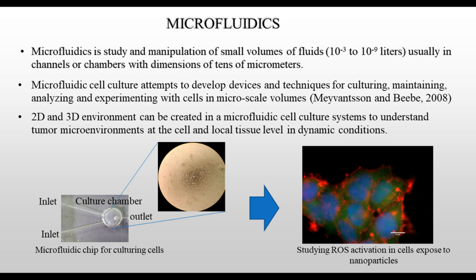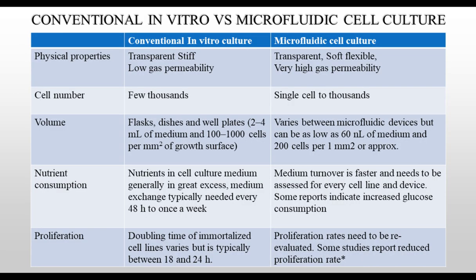Now, using these microfluidic techniques, we can actually make devices to carry out 2D and 3D cell culture systems. The following image shows a microfluidic chip comprising inlets for media, a culture chamber in which cells can be grown, and an outlet for removal of spent media. So such chips can be used to culture cancer cells for assessing various different cellular activities.